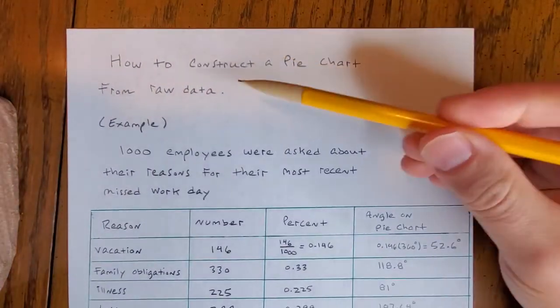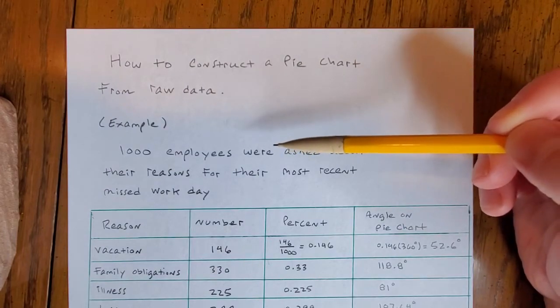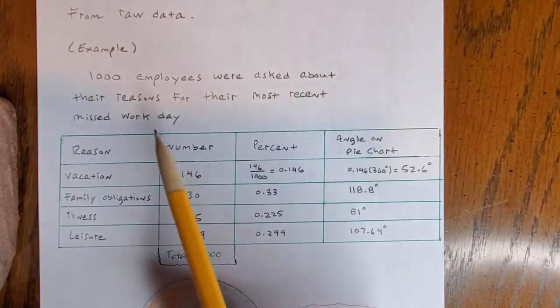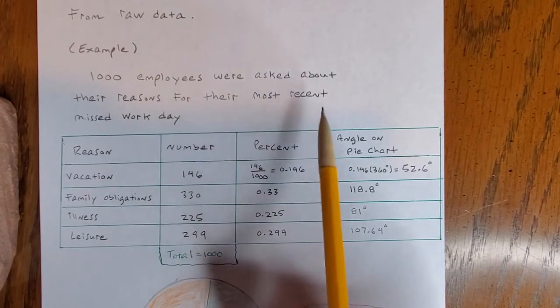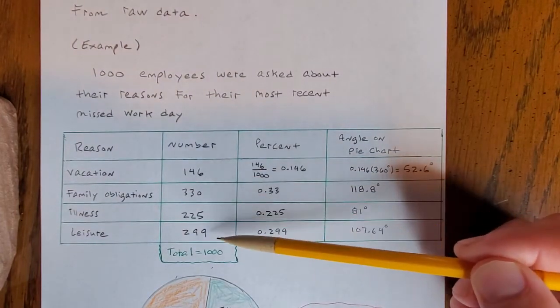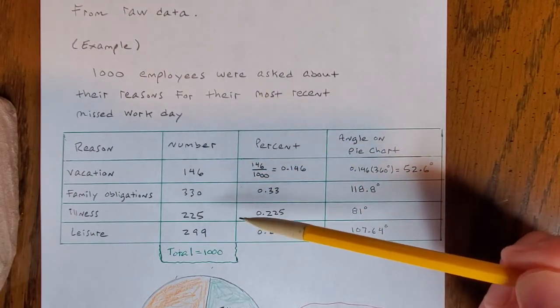Now let's do an example. Say you get the raw data on MyMathLab. How can you build or recognize if a pie chart is correct? Let's say that 1,000 employees were asked about their reasons for their most recent missed workday. The categories fell into vacation, family obligations, illness, or just non-vacation leisure. They just want to take the day off, maybe. And here are the responses, and they add to 1,000. Everybody gave an answer, let's say.